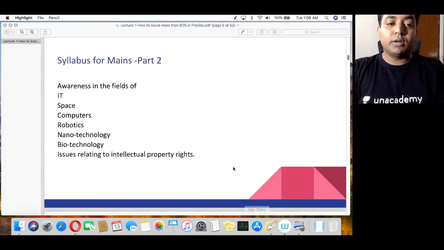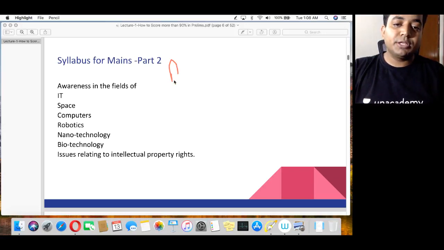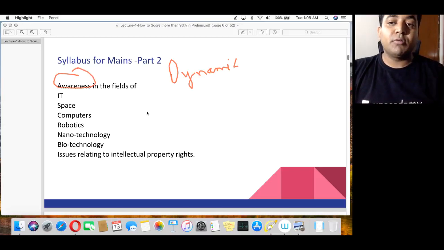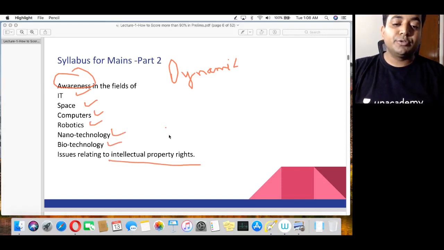Then that is okay. But now comes the dynamic portion. This is pure dynamic portion. They are themselves calling it awareness. Okay, they themselves are calling how much you are aware about surroundings, how much do you know. So IT, space, computers, robotics, nanotechnology, biotechnology, issues related to IPR.